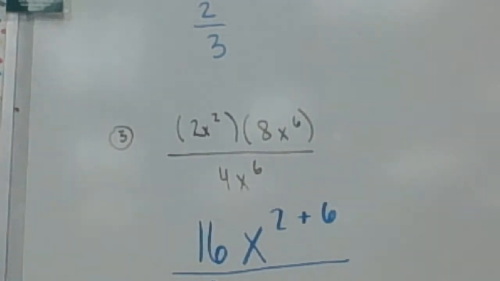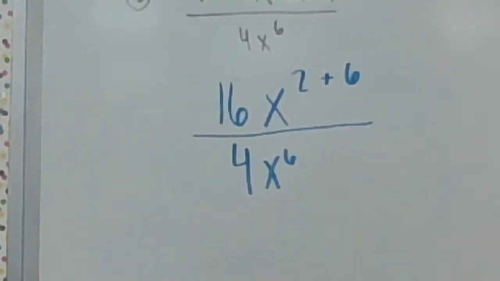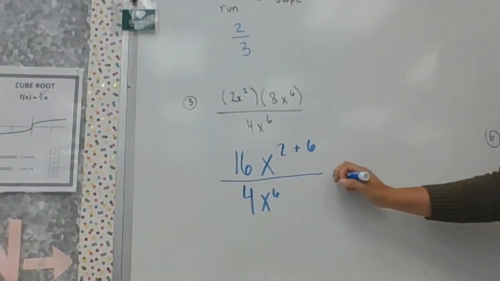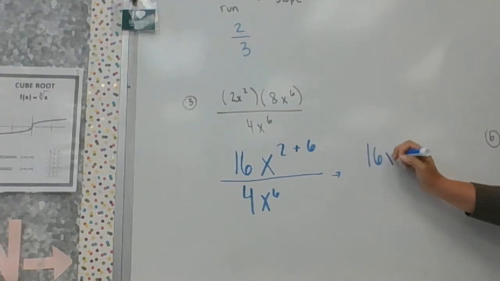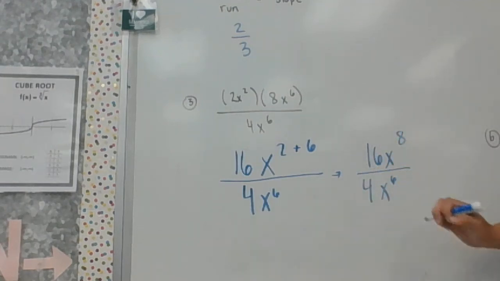Okay, back to number 3. You multiply the coefficients and add the exponents. So we're at 16x to the 8th over 4x to the 6th. And you subtract exponents top to bottom, but we did it 2 ways.